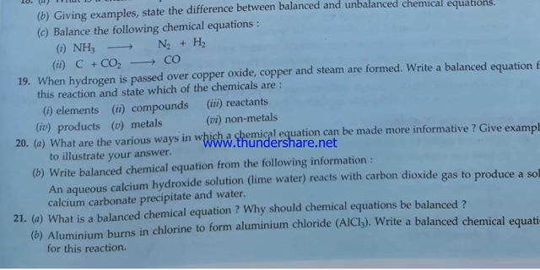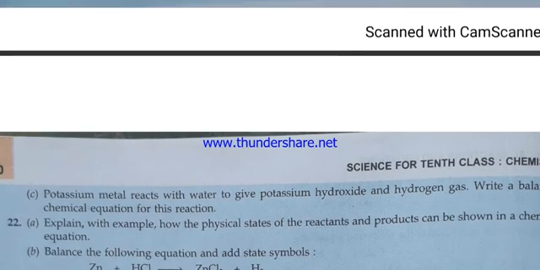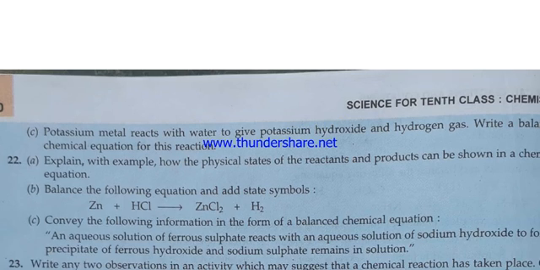Aluminium burns in chlorine to form AlCl3. The equation will become Al plus Cl2 will form AlCl3. So complete equation is 2Al plus 3Cl2 will form 2AlCl3. Potassium metal reacts with water to form K plus water will form KOH plus H2.